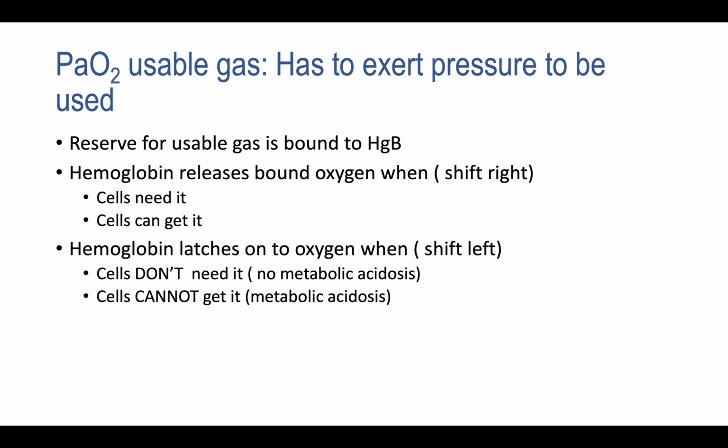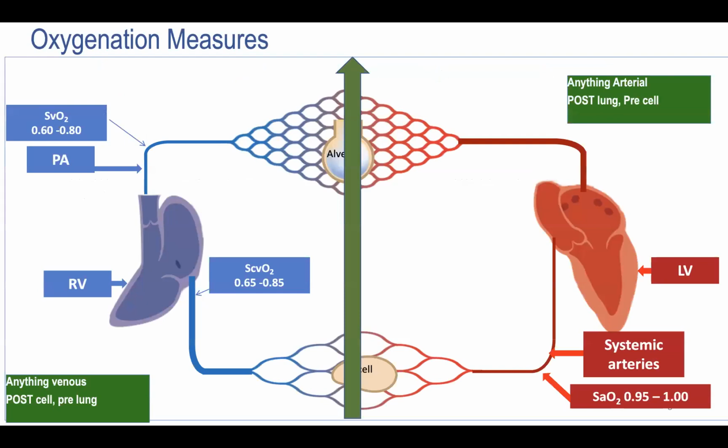And hemoglobin releases that bound oxygen, known as the shift to the right, when your cells need it and when your cells can get it. Hemoglobin latches onto oxygen, known as the shift to the left, when your cells don't need it, you don't have metabolic acidosis, or when your cells cannot get it. Okay, so really important for us to appreciate here this simple cartoon that I use in every lecture I give, where I divide between the oxygenated and the relatively deoxygenated blood.